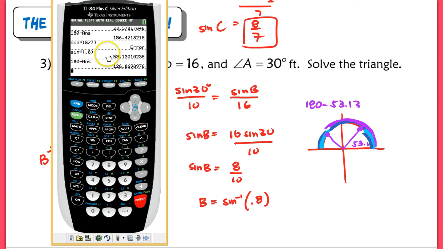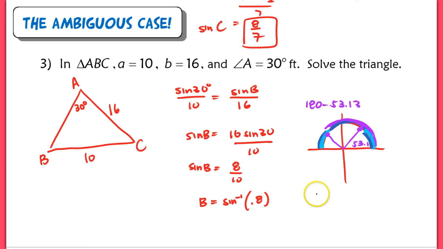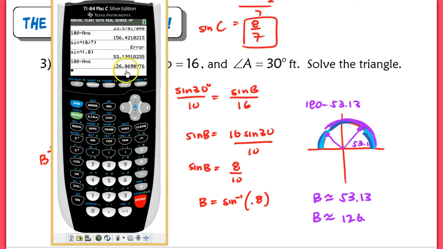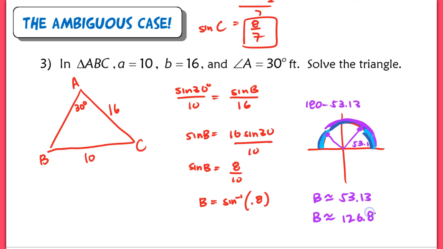So we get 126.89. So we have two possible values for B. Right now we have 53.13, but B can also be 126.87 in this case, since I rounded to the nearest tenth there. So those definitely add up to 180 there.